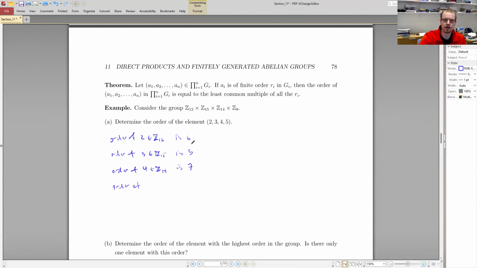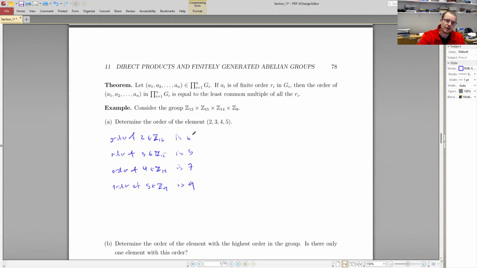The order of 5 in Z9 is, all right, in Z9, of course, I cannot find a multiple of 5 that gives me exactly 9. Essentially, what I'm looking for is the least common multiple of 5 and 9, which, thinking of it that way, is exactly 45. 5 times what gives me 45? Well, that's 5 times 9, so the order is 9.